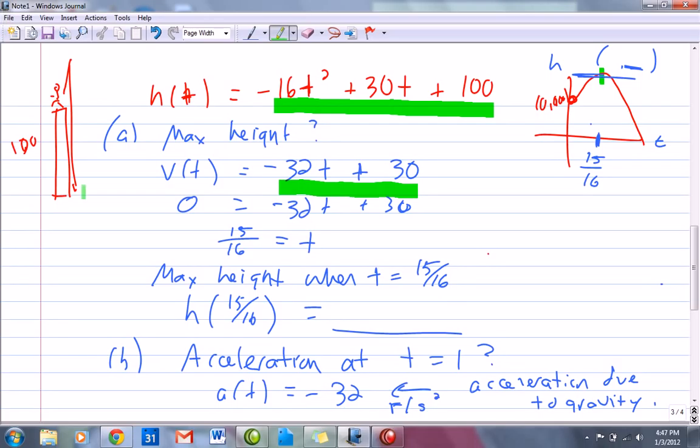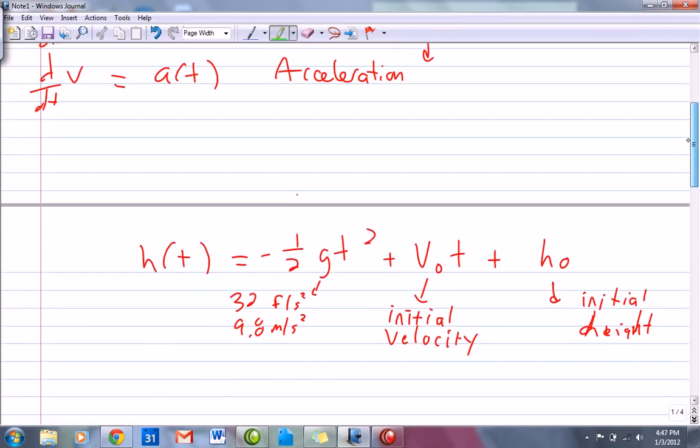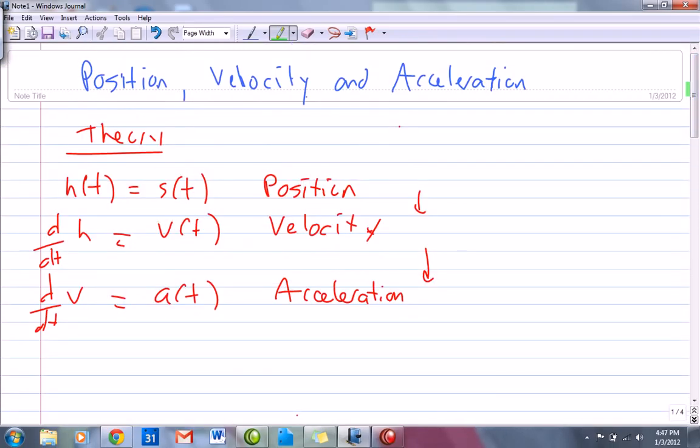Okay? To summarize, we have the theory. The derivative of a position function is going to be the velocity. That's a change of height with respect to time. We call that velocity. And the derivative of the velocity function, change of velocity with respect to time, is called the acceleration. So as we work down this chain, we differentiate, and we get another meaningful idea, which is related to the original position or height function.